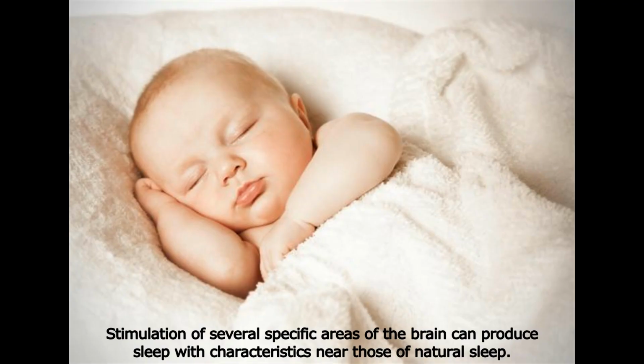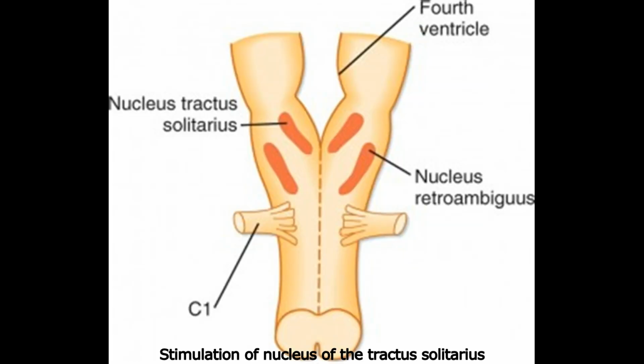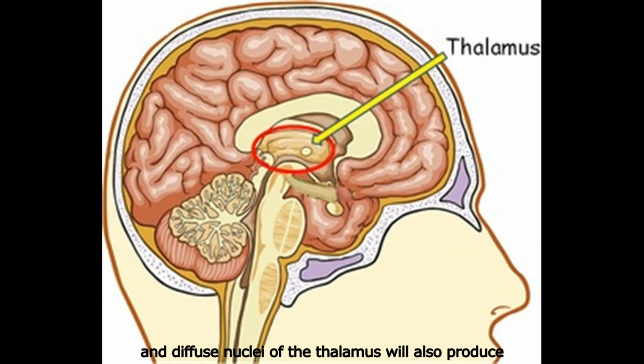Stimulation of several specific areas of the brain can produce sleep with characteristics near those of natural sleep, such as the Raphe nuclei in the lower half of the pons and in the medulla, which will secrete serotonin. Stimulation of the nucleus of the tractus solitarius, rostral part of the hypothalamus and diffuse nuclei of the thalamus will also produce sleep.